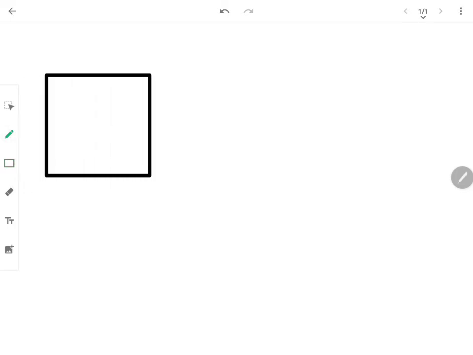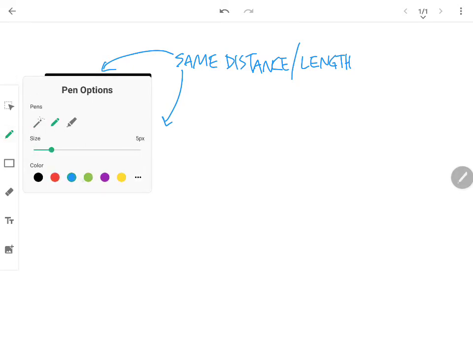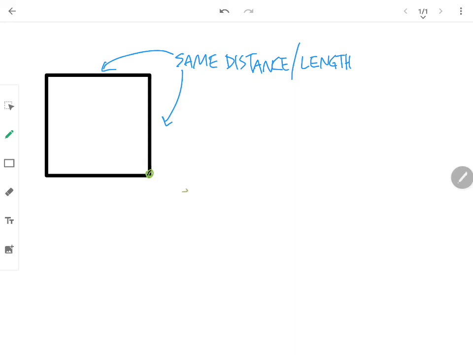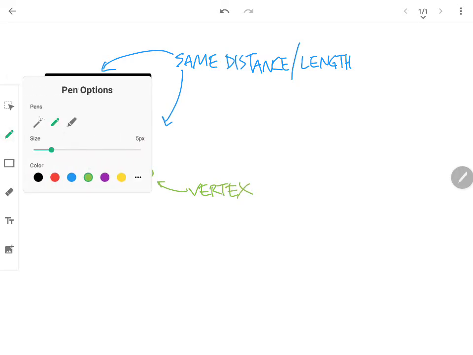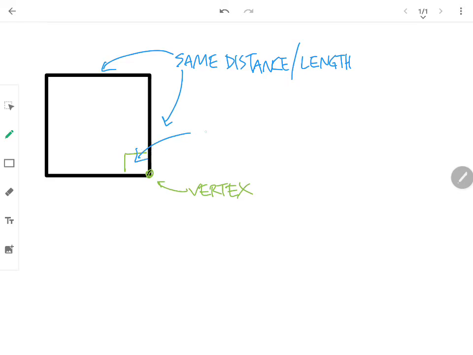First of all, we know that the edges are the same distance, or length. That's part of the definition of a square. So squares have all these vertices here. There's a vertex right there. There's a vertex, and every single vertex of a square is a right angle, 90 degrees, which is also known as a right angle.